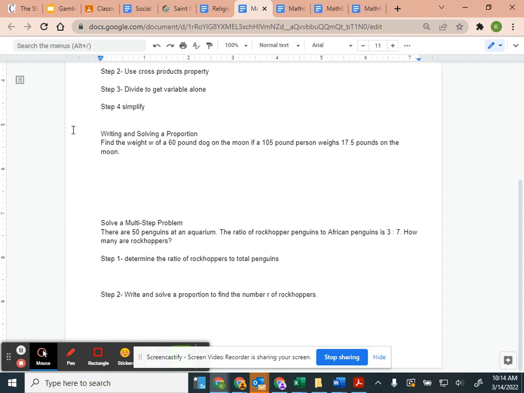So let's try solving this. Writing and solving a proportion. Find the weight W of a 60-pound dog on the moon if a 105-pound person weighs 17.5 pounds on the moon. How am I going to set this up, Gabby? What are my two ratios? So, 60-pound dog, we want to know its weight on the moon. We know there's a 105-pound person that weighs 17.5 on the moon. Okay, so Shh.